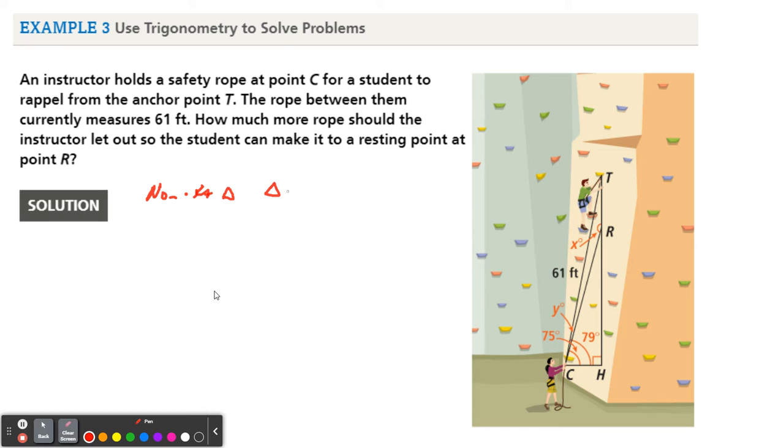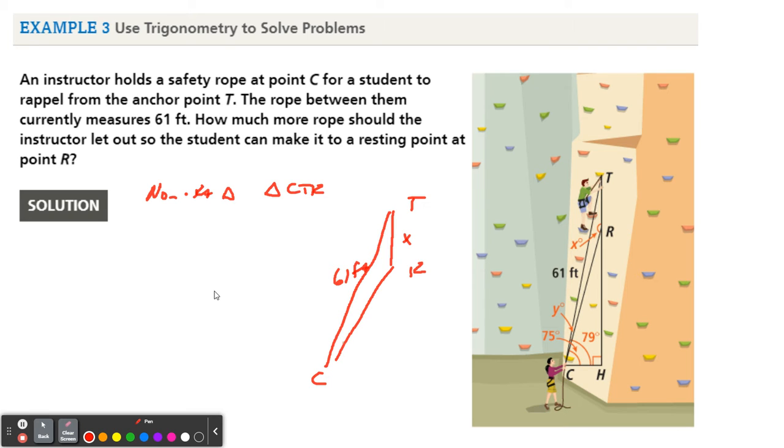Again, I'm going to focus on triangle CTR, which I'm going to draw right here. Here's C, here's R, and here's T. So I know that this length T to C is 61 feet. I know I want to find TR. So I need a couple more measurements. Well, first off, it'd be nice to have some angles. Well, I can find some angles, right?